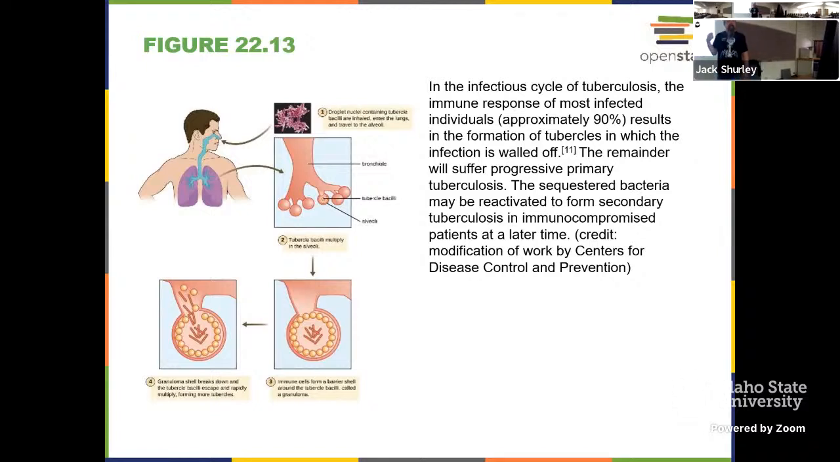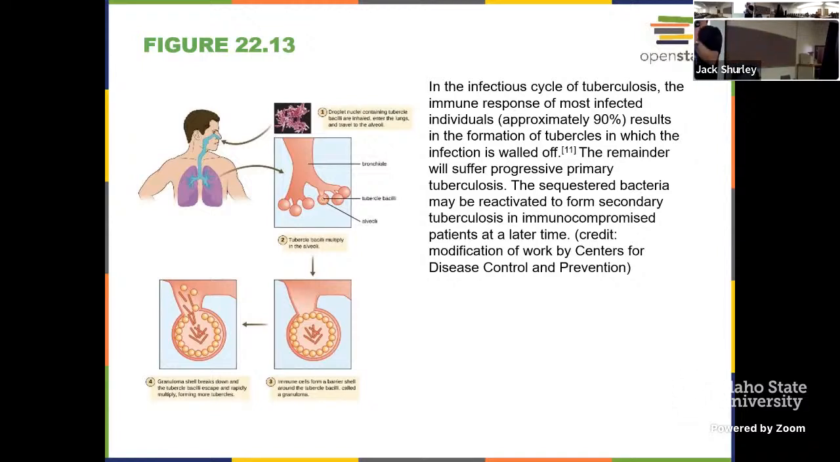Tuberculosis can get phagocytized by macrophages. In your lungs, they're called alveolar macrophages. These macrophages can engulf the tuberculosis bacterium. They pull it in, and now it's within a vesicle as it's been engulfed.